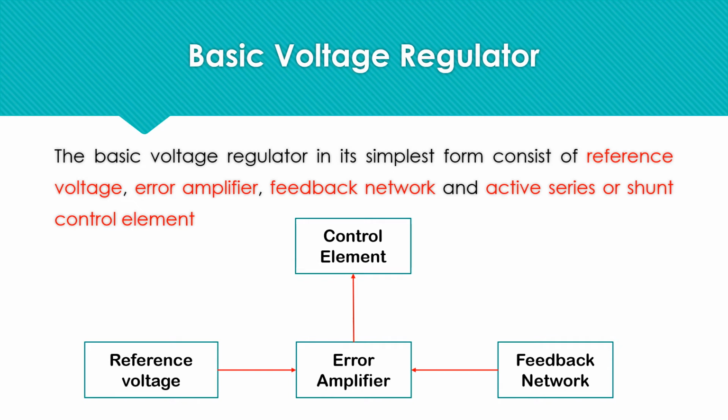Depending upon the placement of this control element, the voltage regulators are of two types. One is the shunt voltage regulator and the other is the series voltage regulator. If the control element is placed in shunt with the load, then we call it a shunt voltage regulator. If the control element is placed in series with the load, then we call it a series voltage regulator. First we will see the shunt voltage regulator.